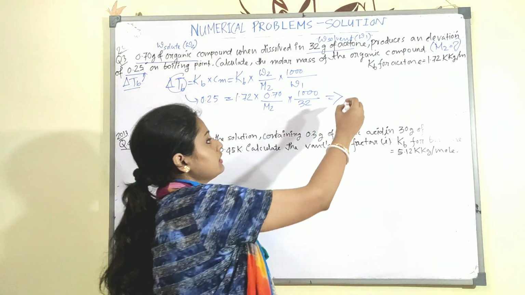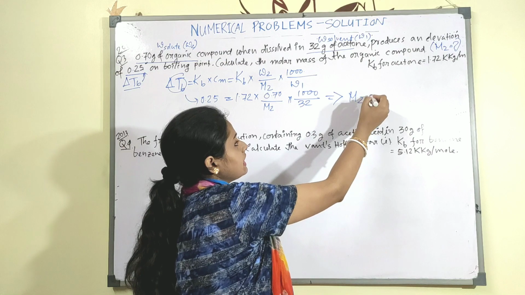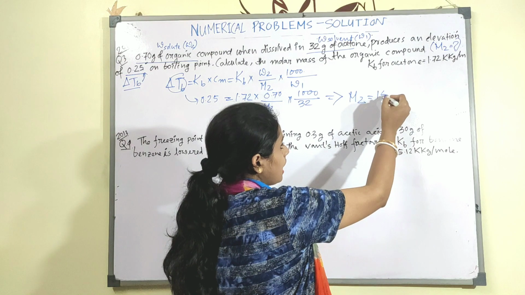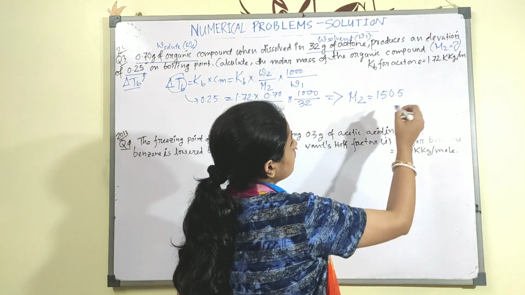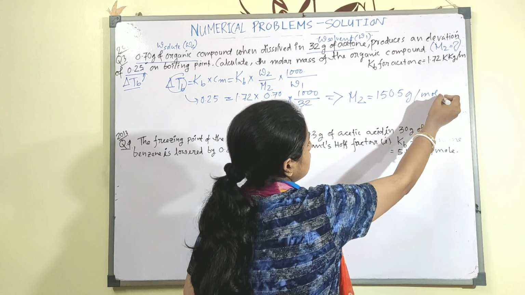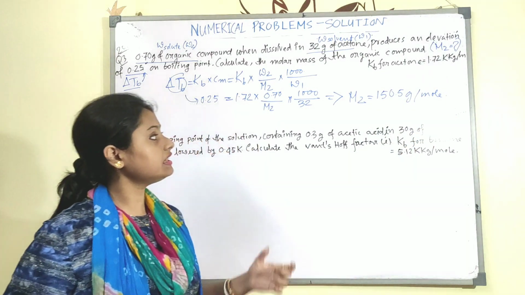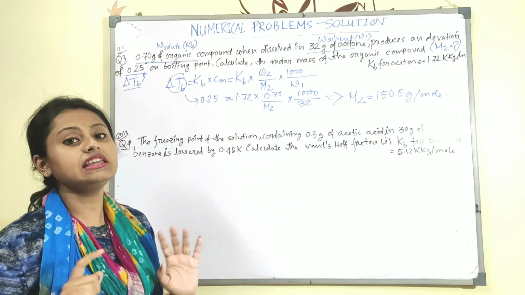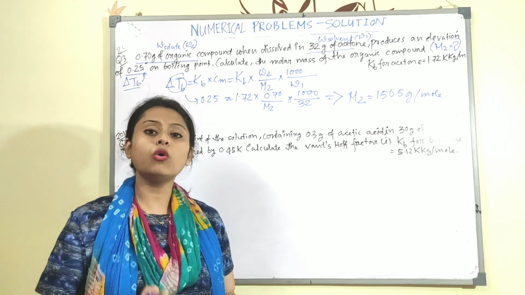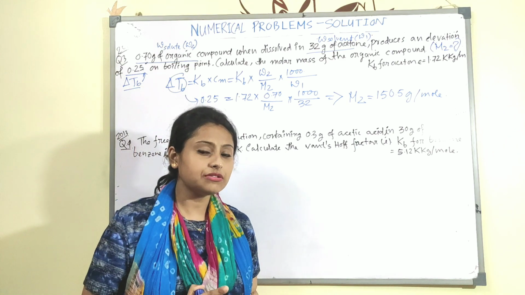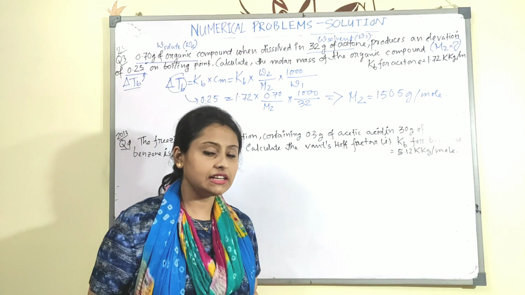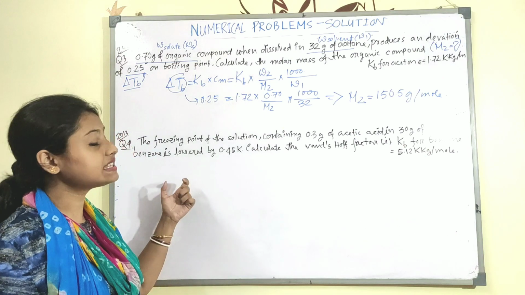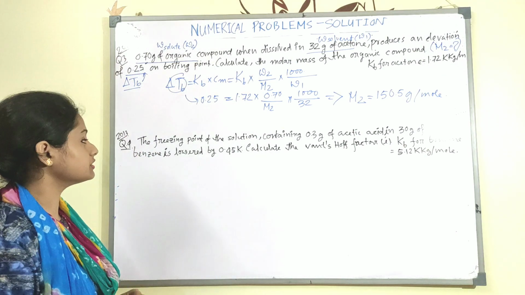So students, let us solve the problem. Please solve it. So here molecular weight M2 of solute is going to be 150.5 gram per mole. So again this problem is only the application of formula, nothing else. You just need to know the formula. You need to apply the formula which you have already learned, and then the problem is easy enough. Let us go to the second problem of similar kind.